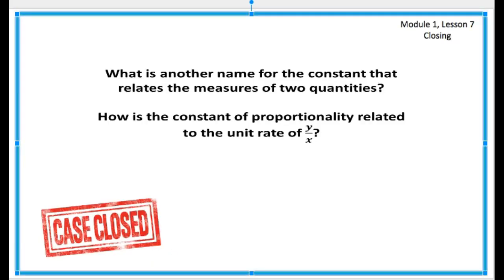Okay, and in closing, what is another name for the constant that relates to the measures of two quantities? And that is our constant of proportionality. And how is the constant of proportionality related to the unit rate of y over x? And they represent the value of the ratio y to x.